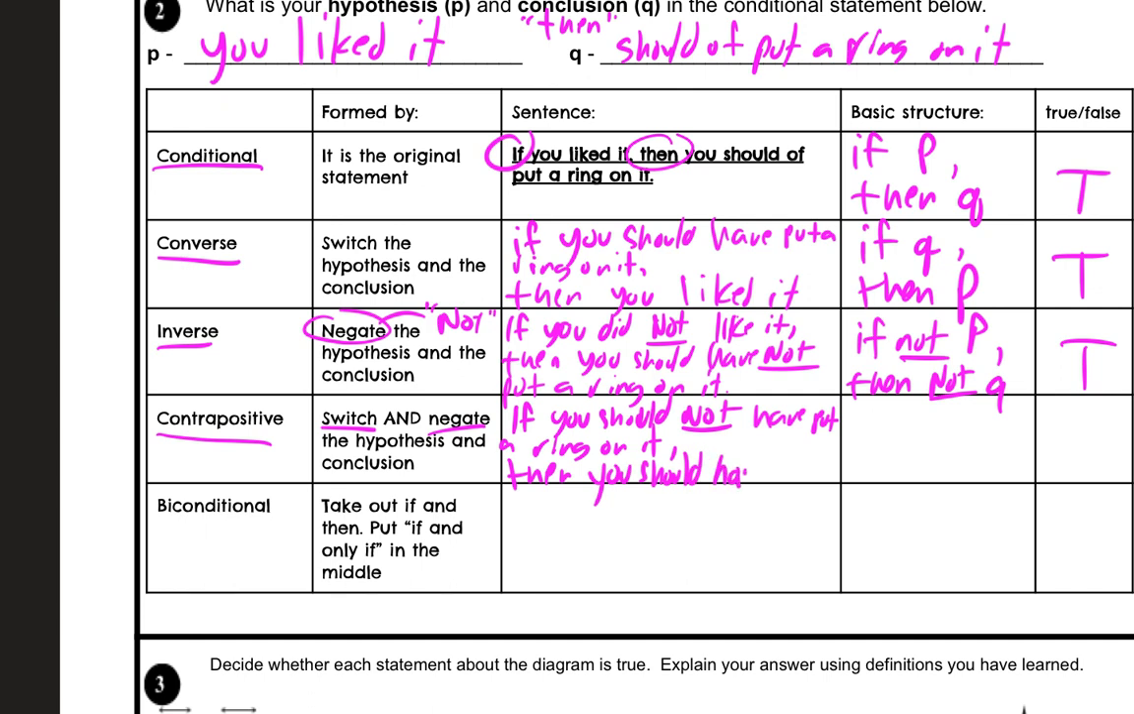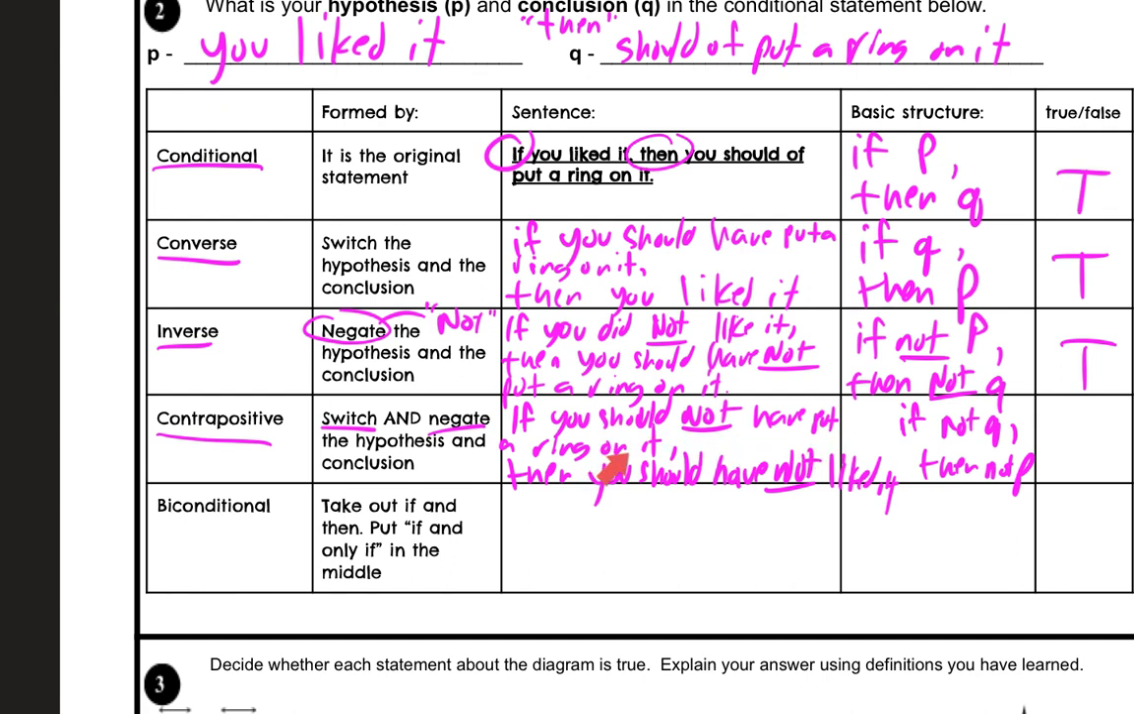Then you should not have liked it. Right? So if you should not have put a ring on it, then you should not have liked it. So we swap the order and we negate it. So if not Q, then not P, right? We swapped the order and we negated it. So let's see if that's true or not.